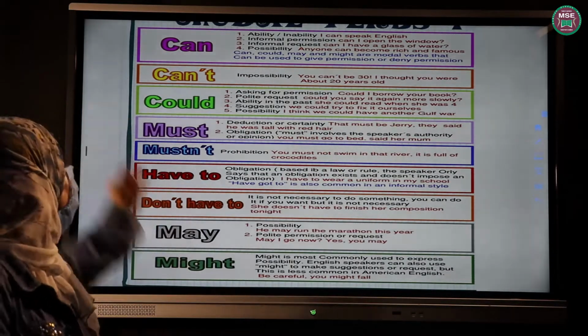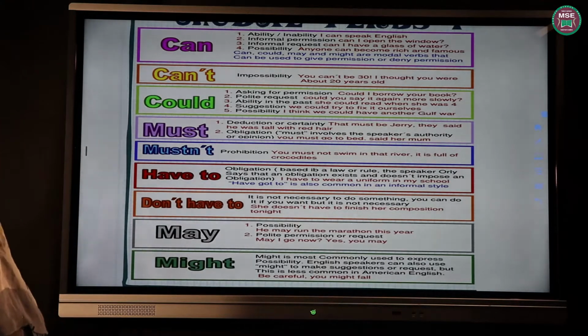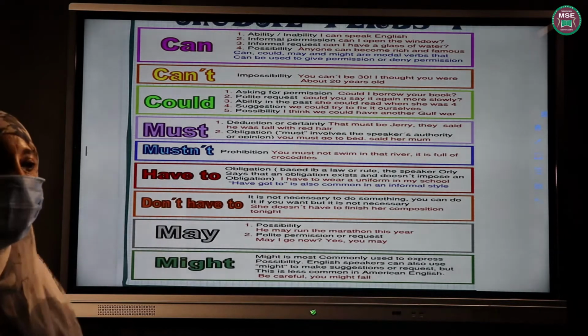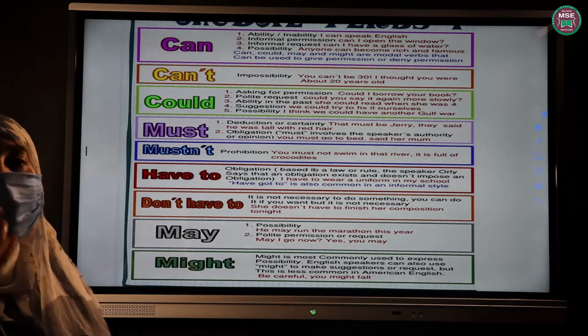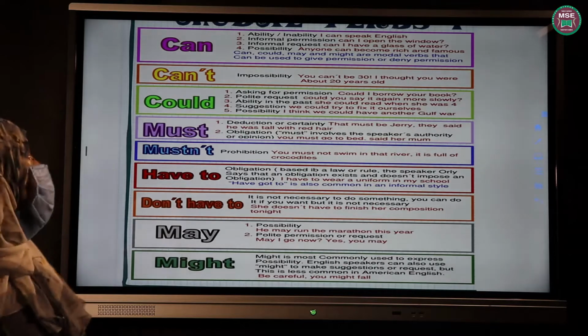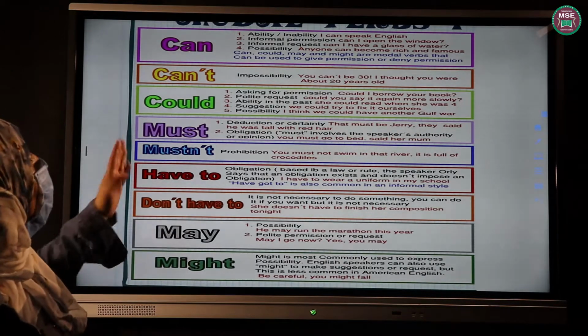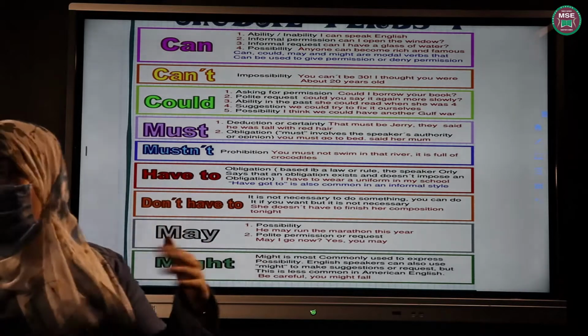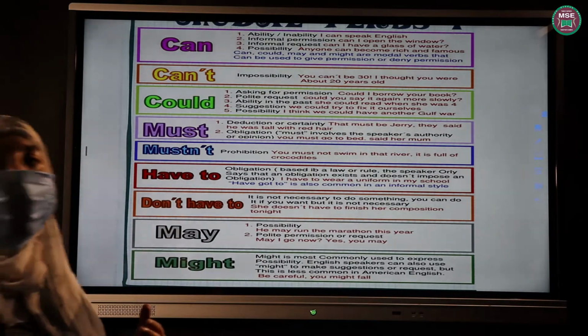Number one, can. Can gives you ability, something you are able to do. I can run, I can talk, I can play basketball. So this is ability. I can use can for informal permission, when I want to ask for permission. Can I open that window? It's very hot. So I can say, Miss, please, can I open the window, please? This is a kind of permission.